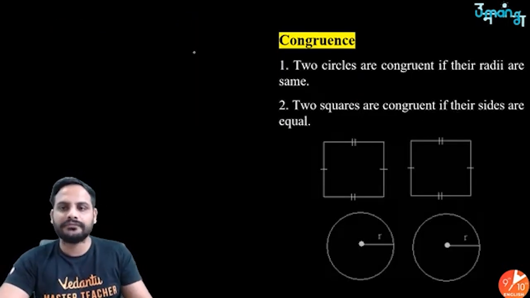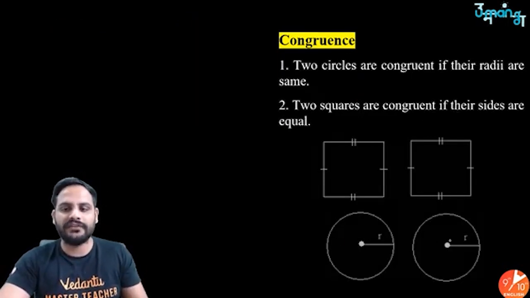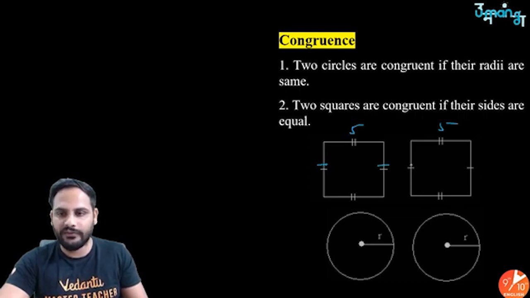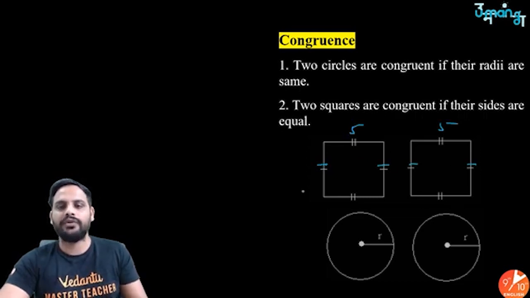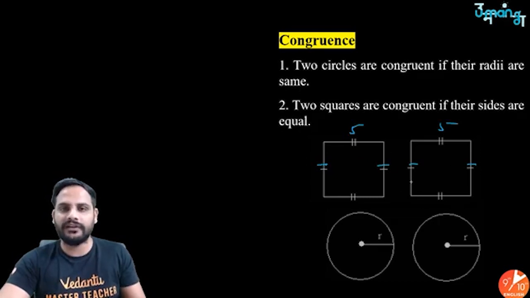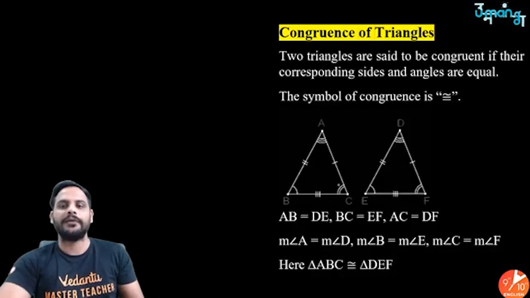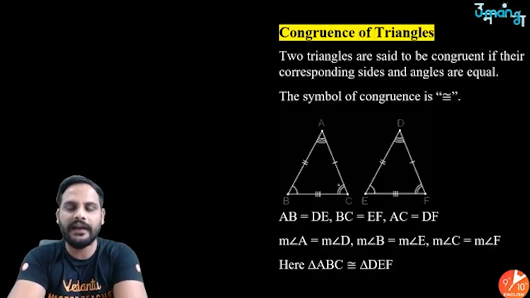For example, two circles with the same radius will always be congruent, right? Because radius is the only determining factor. Two squares with the same side will also always be congruent, because if the sides are equal, both are 5, we can clearly say it is a square, so all sides must be equal. All sides are 5 centimeter, both are exactly equal. Got it? Now for the congruency of triangles, we have some rules.